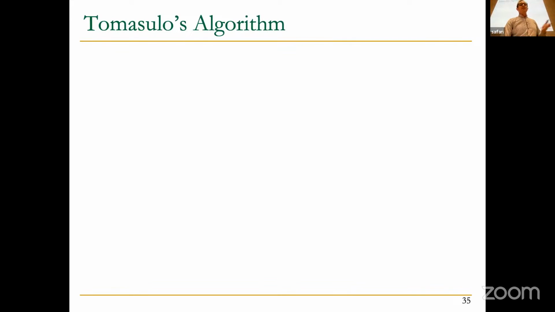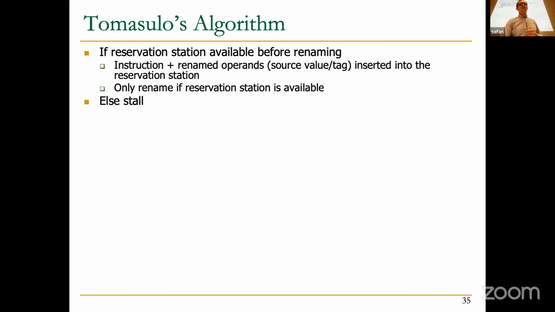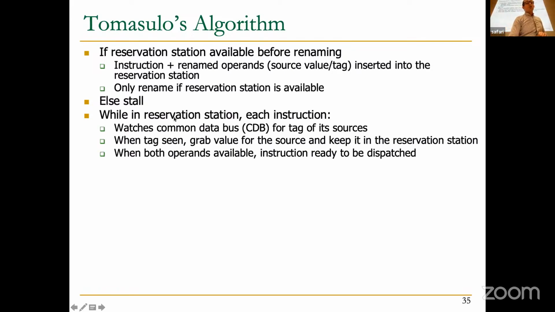So Tomasulo's algorithm, this is actually a full definition. Maybe I'll go through this relatively quickly. But basically, first you need to check whether a reservation station is available before renaming, and rename an instruction only if a reservation station is available. Only if a buffer is available so that you can put the instruction, basically. Otherwise, you stall. While in the reservation station, each instruction watches a data bus called the common data bus for the tag of its sources. When the tag is seen, it grabs the value for the source and keeps it in the reservation station. When both operands are available, the instruction is ready to be dispatched.